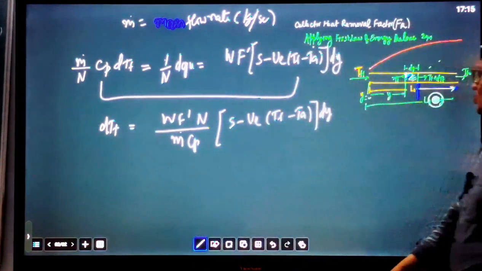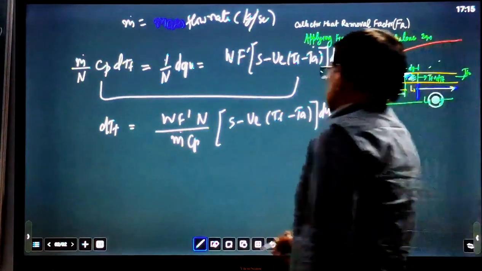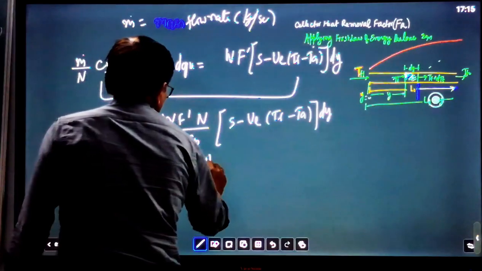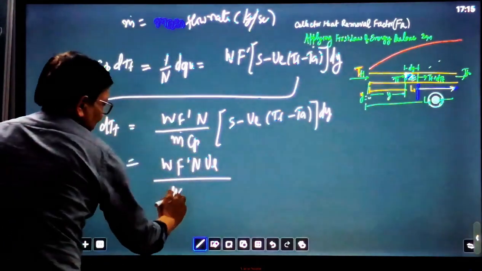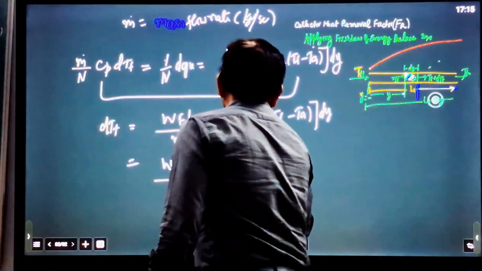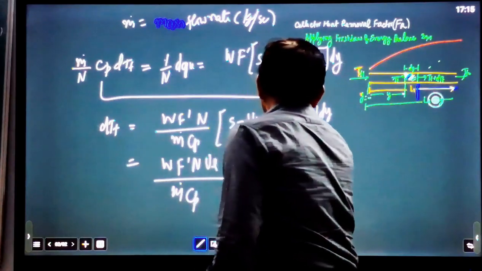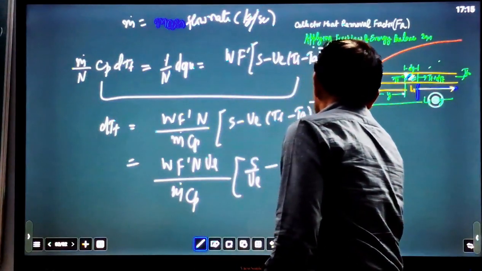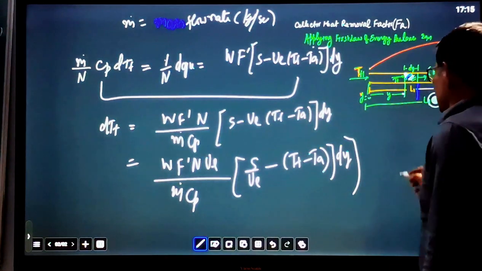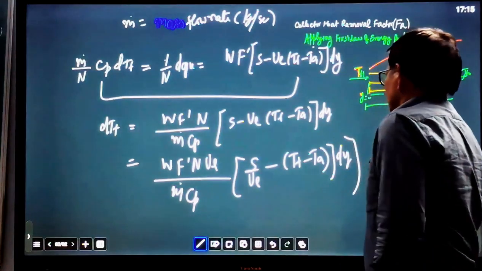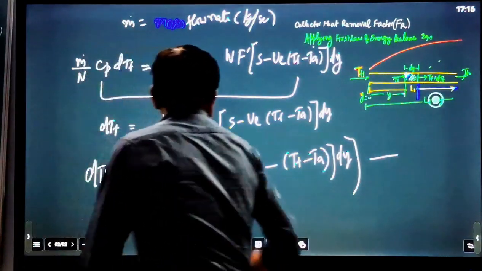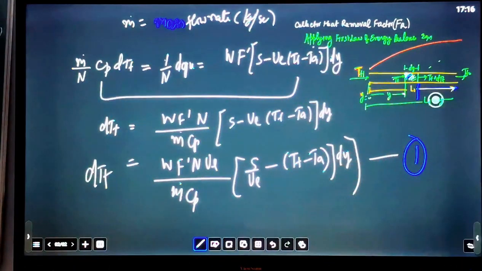Taking UL common, that will be equal to Wf dash n UL upon m dot Cp, and in the bracket you will get S upon UL minus Tf minus Ta, times dy. So balancing this equation again, we get dTf. This is equation number 1.